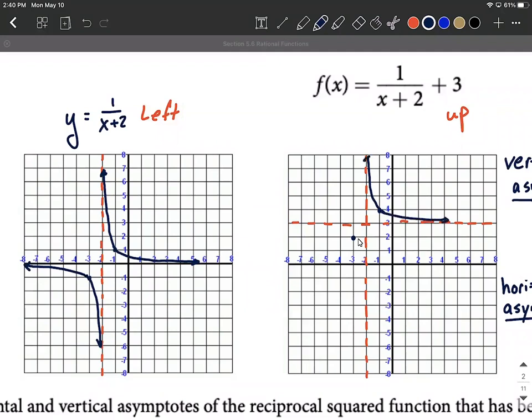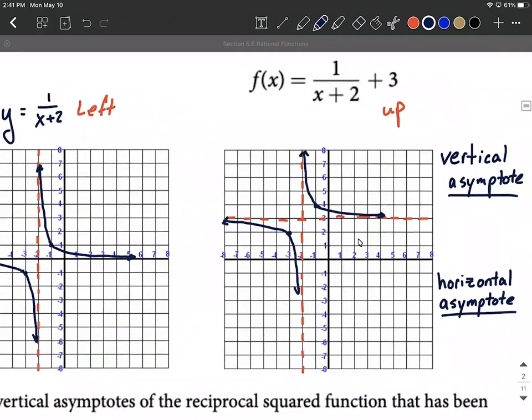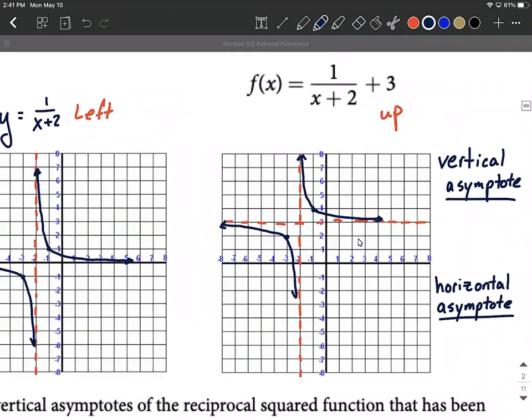Sketch the rest of our graph in. Do our best with that, make it look pretty nice. And that's a pretty good finished graph. Now to finish this up, we should probably identify where are our vertical and horizontal asymptotes.